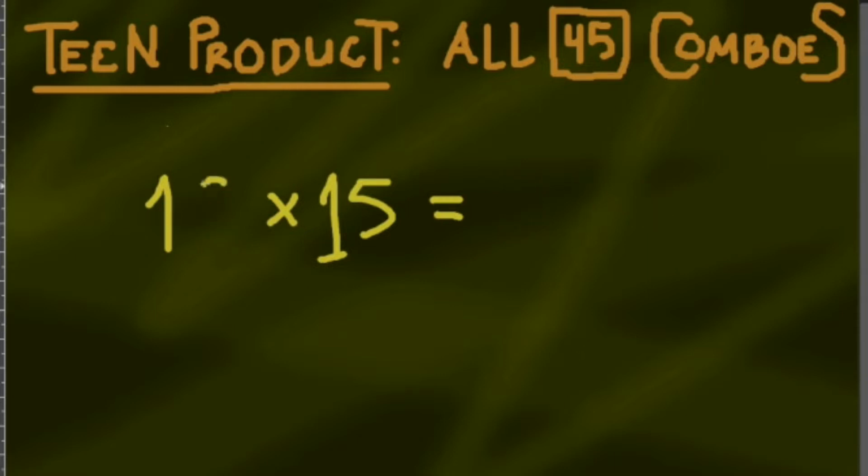Lastly, 19 times 15. This ends with 5 with carry of 4. 19 plus 5 is 24. 24 plus 4 is 28. So 285.